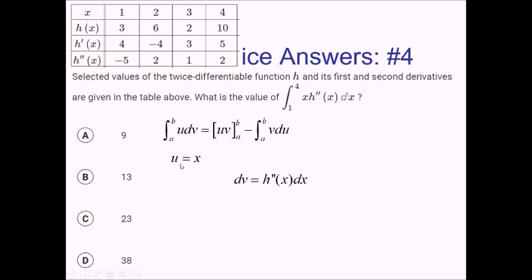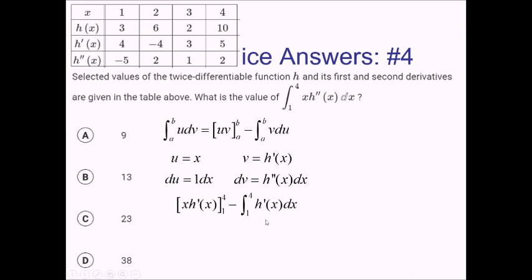And then for du, we've got 1 dx. For v, the antiderivative of h double prime is just going to be h prime of x, which we've got at least some information about. Now multiplying across here, we have x times h prime of x evaluated from 1 to 4. That's this uv a to b box there. And then we're going to be subtracting the integral from 1 to 4 of just h prime of x dx.